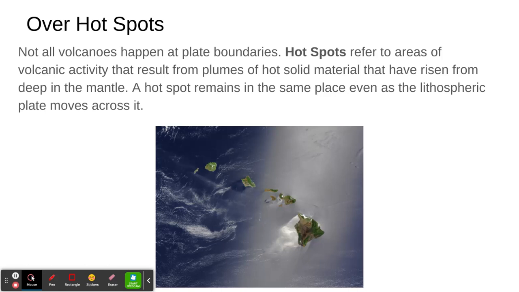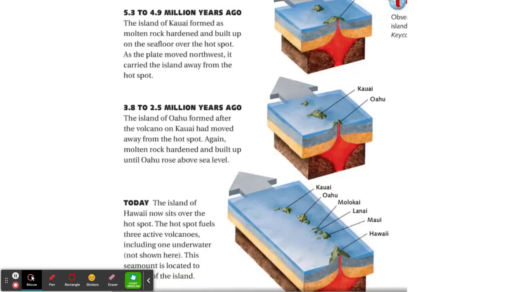And the third place where we see volcanoes is over hotspots. Not all volcanoes happen at plate boundaries. Instead, some occur over hotspots. These are areas of volcanic activity that result from plumes of hot solid material that have arisen from deep in the mantle. A hotspot will stay at the same place even as the tectonic plates move over top of it. Do you recognize the islands in the photo below? Well, that's the Hawaiian Islands. And these are examples of islands that have formed over hotspots. So they're in the middle of a tectonic plate, and they have formed over hotspots.